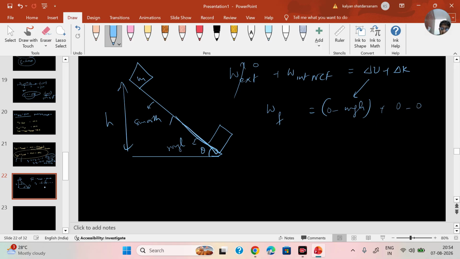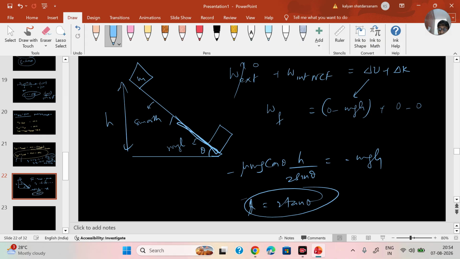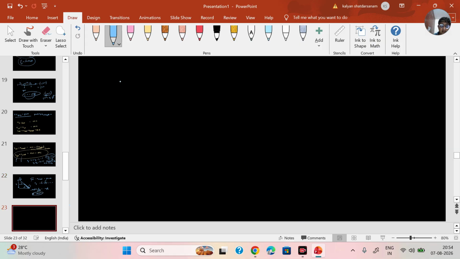Friction does work only in the rough part: minus mu mg cos theta into h by 2 sin theta. That is work done by friction. That is minus mgh. So mu is 2 tan theta. That's exactly what we got. If you see today's problem, which we have done, I did a problem like this now. So let me try to draw it properly.